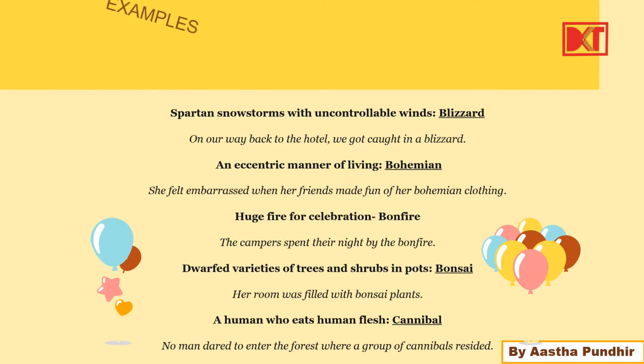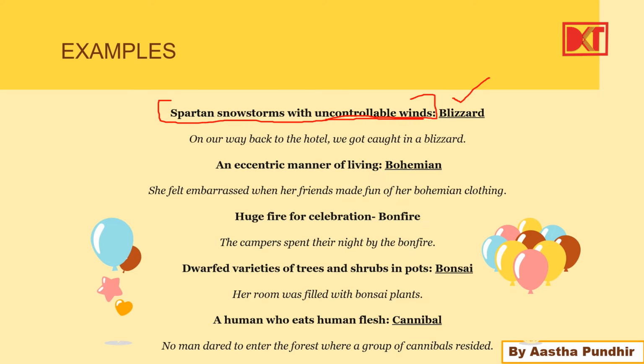Okay, so here we have a few examples of one word substitution. Let's see. Spartan snowstorms with uncontrollable winds. That is called a blizzard. Example is given. On our way back to the hotel, we got caught in a blizzard. Now here, what is it? You see, this whole sentence, this whole phrase is being replaced by a single word and the meaning is not changing. Okay, so imagine if you're supposed to say this sentence, like, on our way back to the hotel, we got caught in a blizzard.